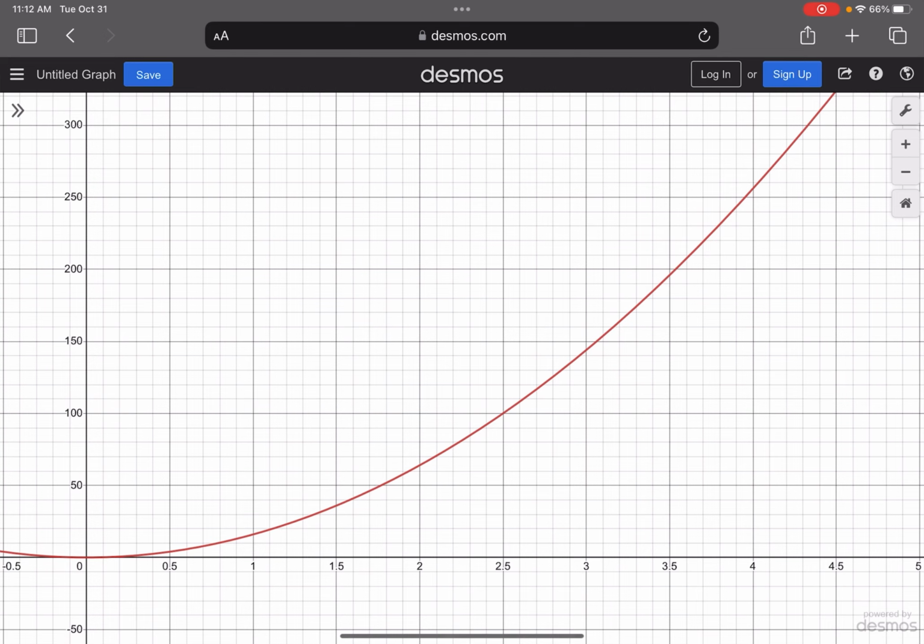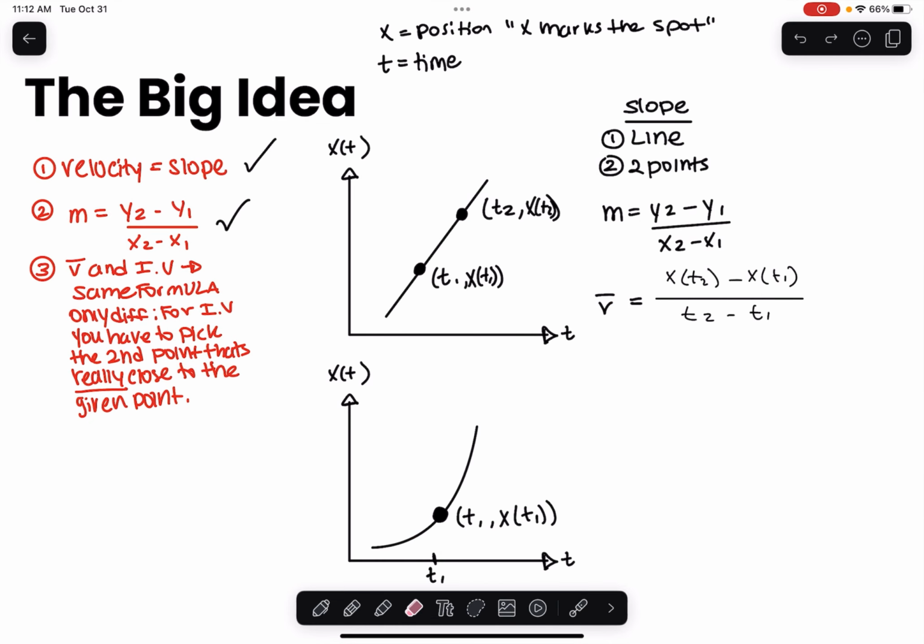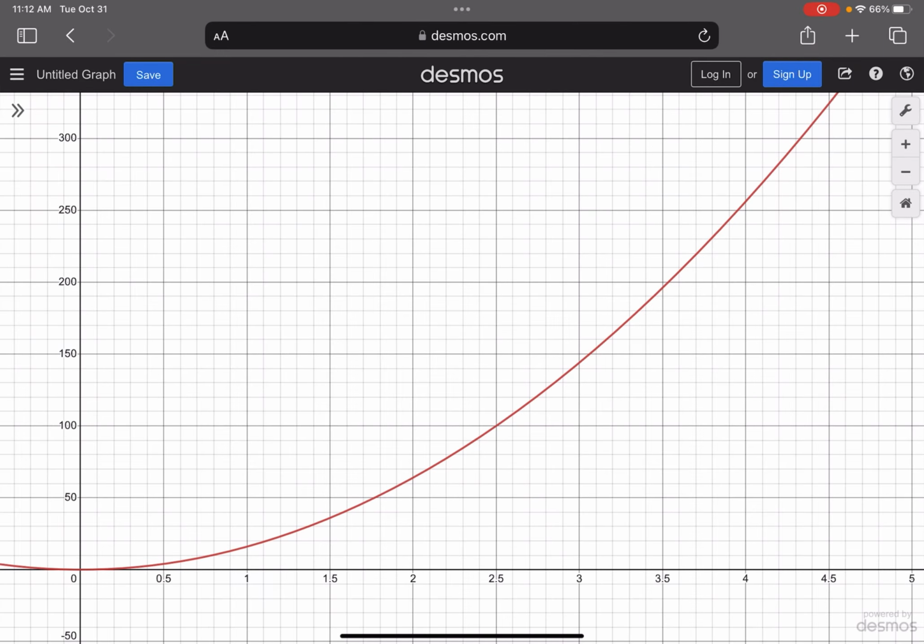So this is the same curve on Desmos. And let's say I'm trying to find the slope at a particular instant in time, and let's say that time is 2 seconds. So right about here. So we're looking at this from the perspective that t1 is 2, and we're trying to find the slope at this particular instant in time.